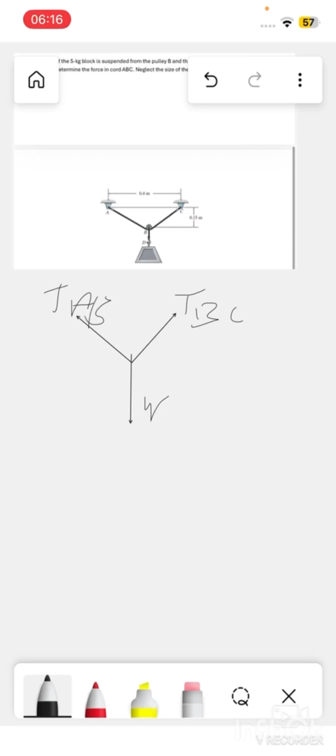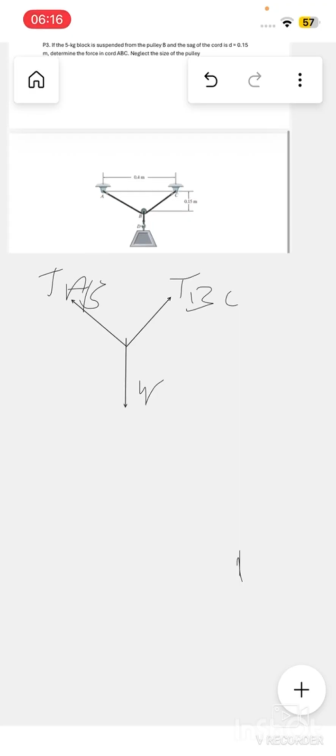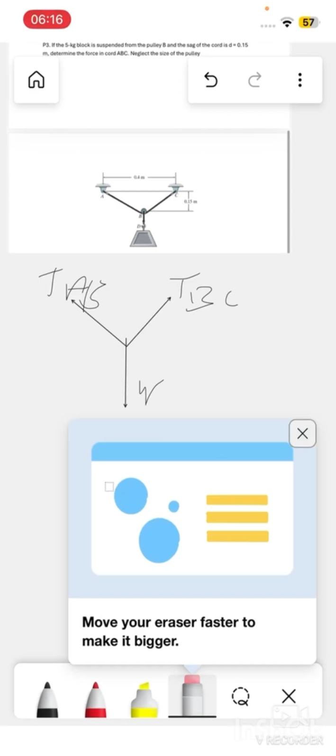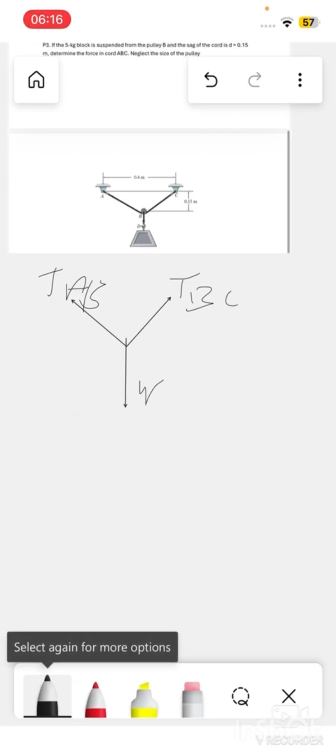But to make your work easier, we have to draw the force components. Before we draw them, the only information they give us is the sag of the cord, which is 0.15, and it is shown below that from A to C is 0.4. So we can say here is 0.2.